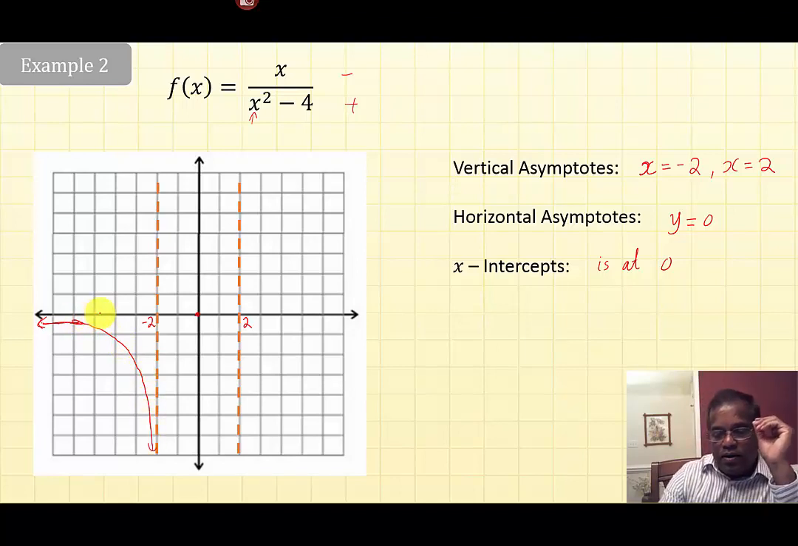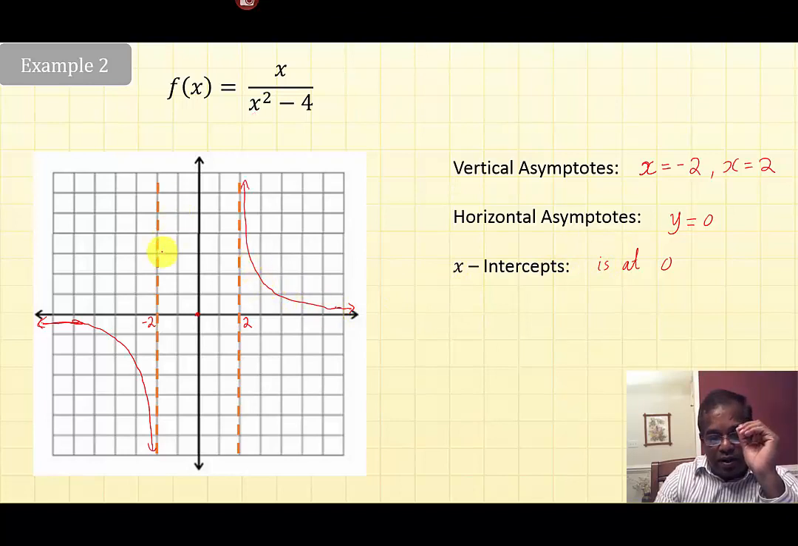And now it's the same thing over here. As x approaches positive infinity, the numerator is going to be a positive number, and x squared minus 4 is also positive. So positive over positive is a positive number. So it's going to approach 0 like this over here, above the x-axis. And again, between 2 and infinity, we don't have any x-intercept. So your graph is going to be like this.